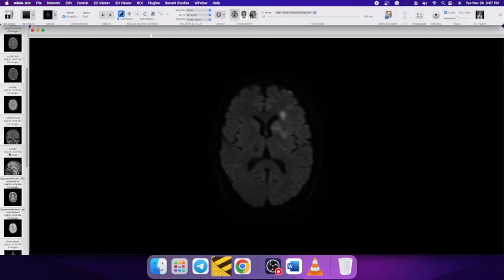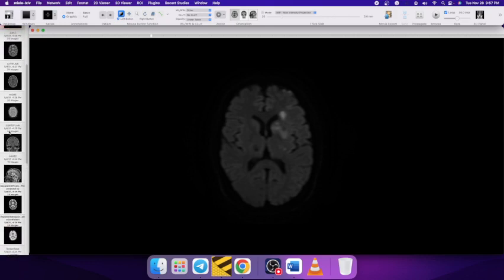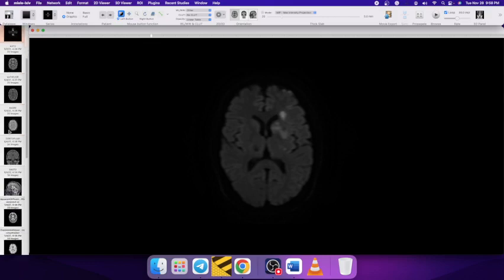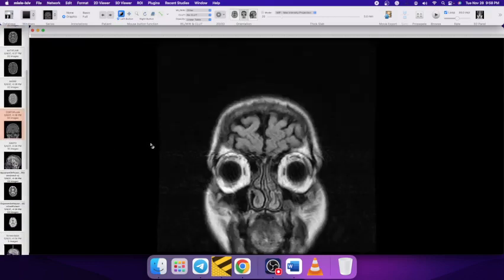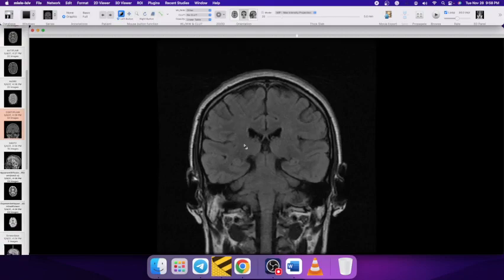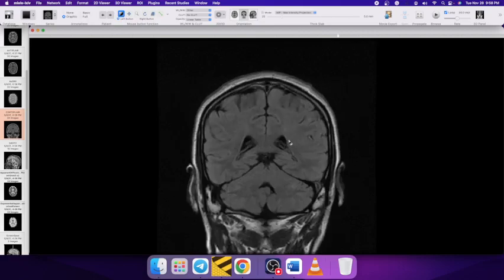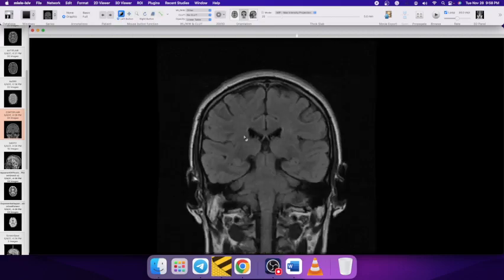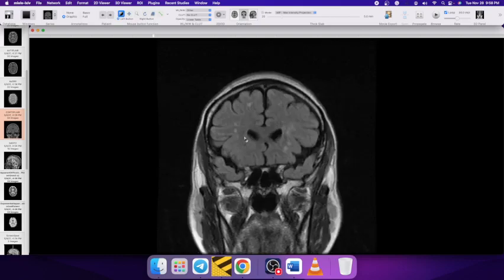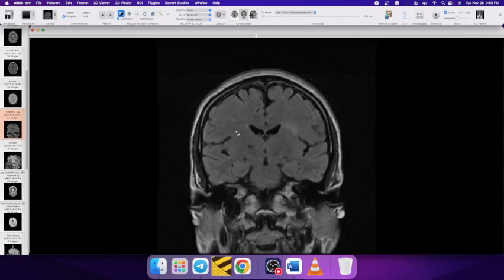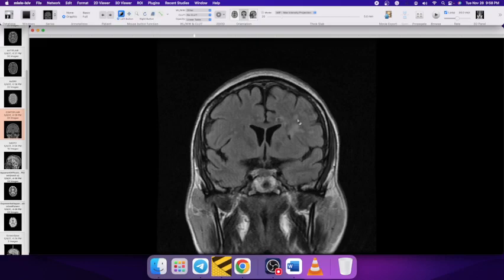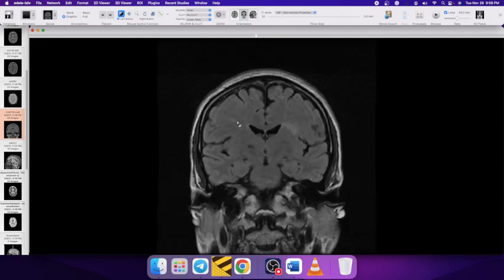So we're going to take the T2 FLAIR images, and in the T2 FLAIR images we can see that those areas are hyperintense, which shows that it's an acute infarct, and not a hyperacute infarct. And we can also see some ill-defined foci of hyperintensities which were not seen as restricted diffusion in the diffusion weighted images. Thus, these are chronic lacunar infarcts or chronic small vessel ischemic lesions.